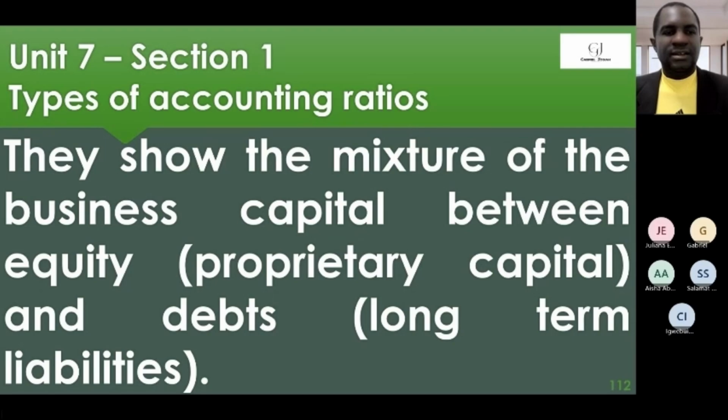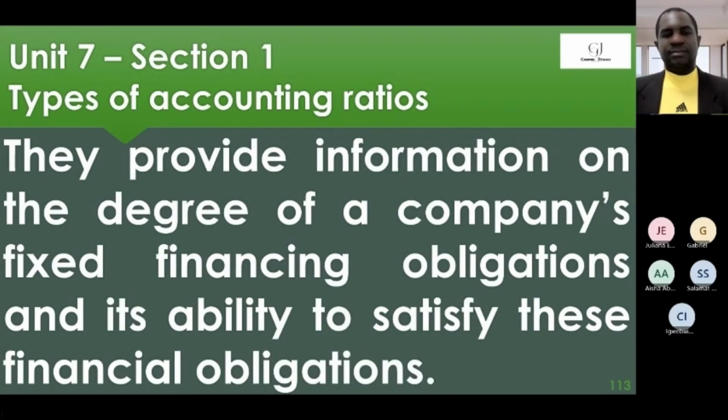We'll be looking at that graphically in an example. So these provide information on the degree of a company's fixed financing obligations and the ability to finance these obligations. So if you borrowed money externally, you have the capital, the principal, and you have the interest to pay back.